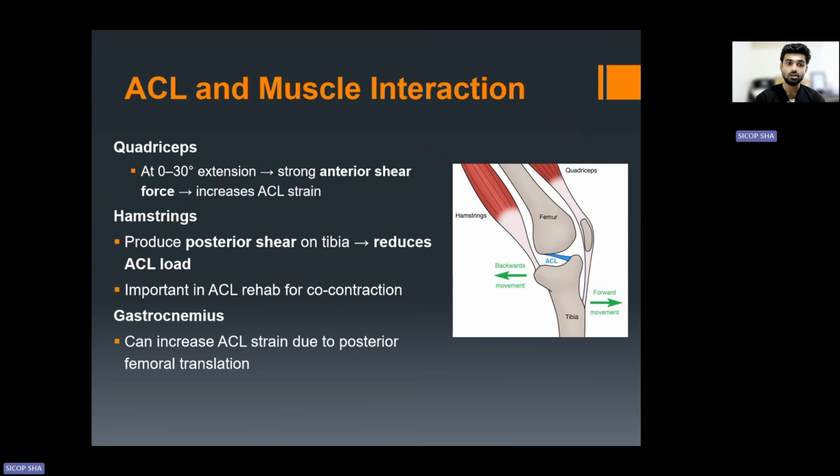So, we should work on hamstring as well as quadriceps, but we should work on the hamstring more to again prevent the anterior tibial translation and to help the healing ACL ligament.